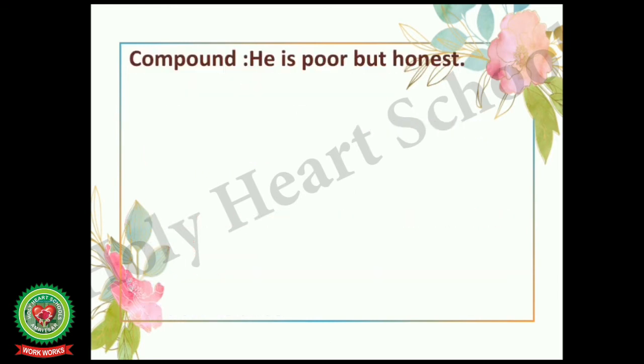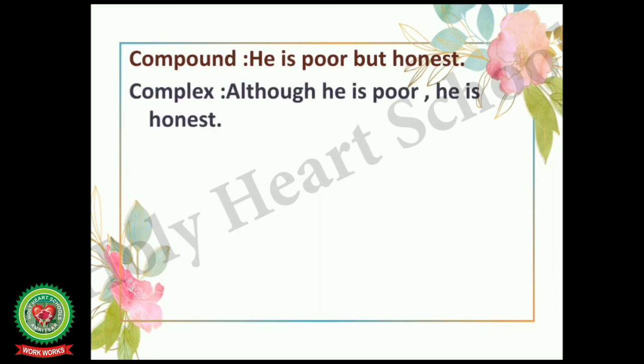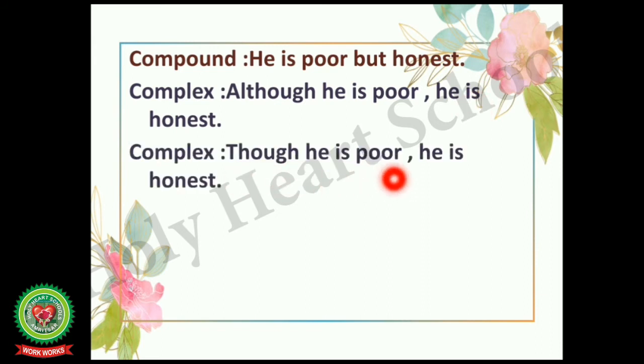Now students, one more example. He is poor but honest. Now, in this statement, we have two contrasting coordinate clauses. He is poor, but he is honest. So we can use a subordinating conjunction of contrast like though and although. So we can write, although he is poor, he is honest. Or, though he is poor, he is honest.